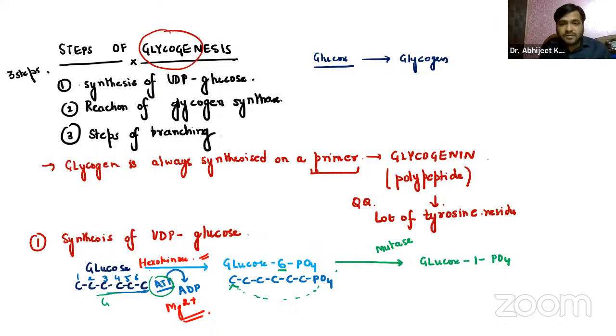Phosphoglucomutase. Obviously, since there is a phosphate group it becomes phospho, and since it is glucose it becomes gluco: phosphoglucomutase, right? Phosphoglucomutase. Now what happened? We have 6 carbons, 1 2 3 4 5 6, and now the phosphate group is transferred to which carbon? First carbon. The phosphate group is transferred to the first carbon, guys, right?